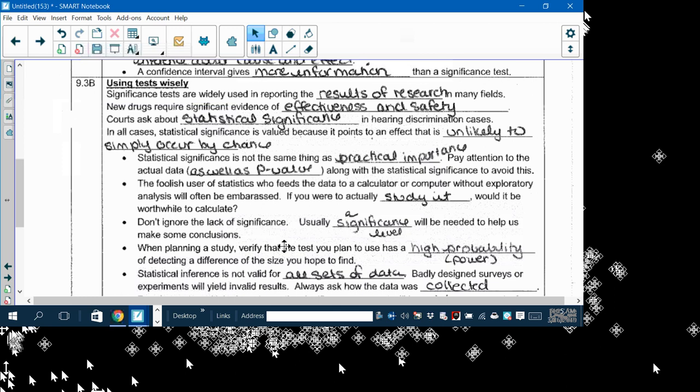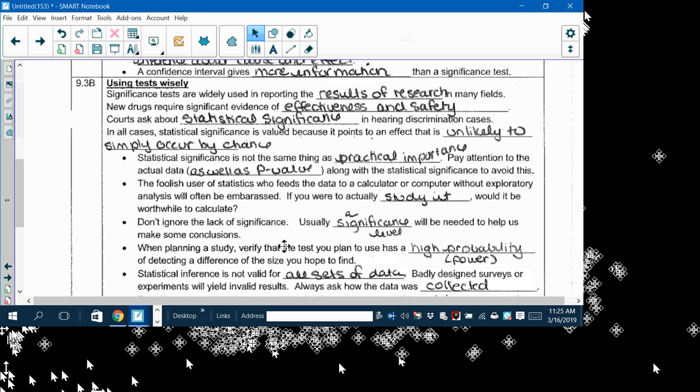So significance tests are widely used in reporting the results of research in many fields, okay? New drugs require significant evidence of effectiveness and safety. Courts ask about statistical significance in hearing discrimination cases. Marketers want to know whether their new ad campaign significantly outperforms the old one, and medical researchers want to know whether or not a new therapy performs significantly better. In all these cases, statistical significance is valued because it points to an effect that is unlikely to occur simply by chance. Okay?